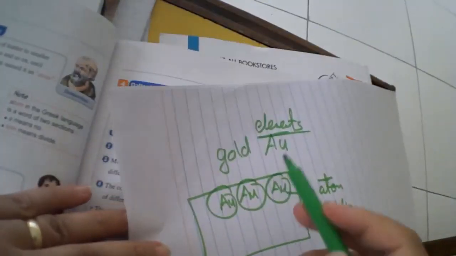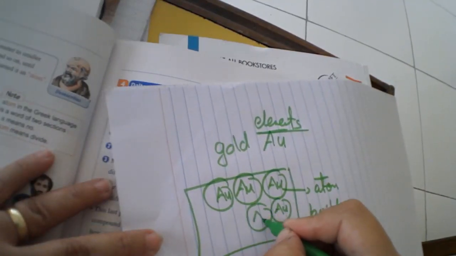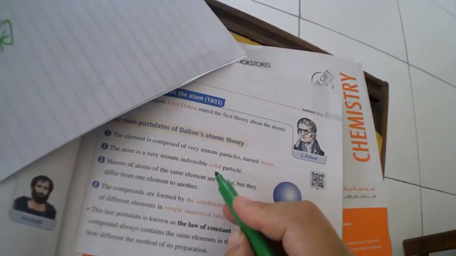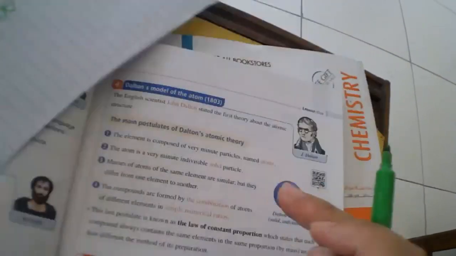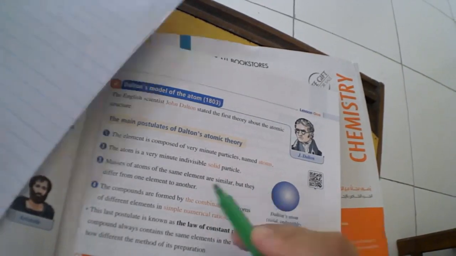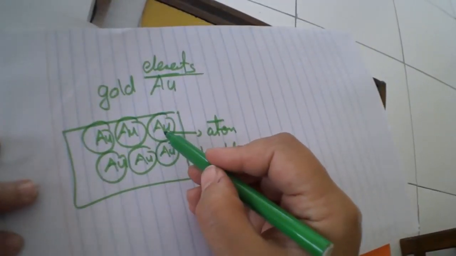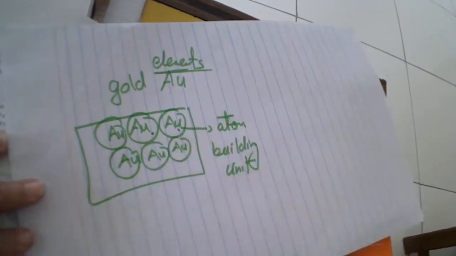And as you see here, all the atoms in an element are similar. Nothing else except gold. They represent a very solid part. So this atom is like a very solid part. The masses of atoms of the same element are similar, but they differ from one element to another. So if you ask about the mass of gold, of course this atom has the same mass as this atom, the same mass as this atom, and the same mass as this atom.